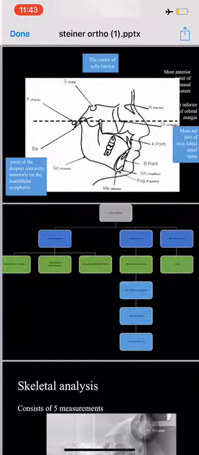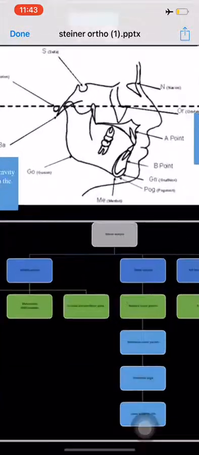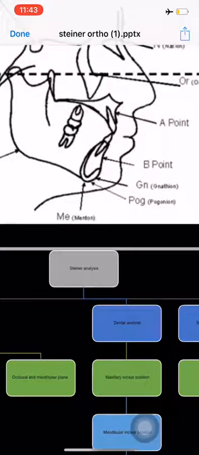maxilla, point B in the anterior surface of the mandible, and here we have three points in the symphysis of the chin of the mandible, and these points are Gnathion, Pogonion, and Menton. Gnathion is in the anterior surface of the symphysis of the chin, while Menton is in the inferior surface of the chin, and between Gnathion and Menton there is Pogonion.